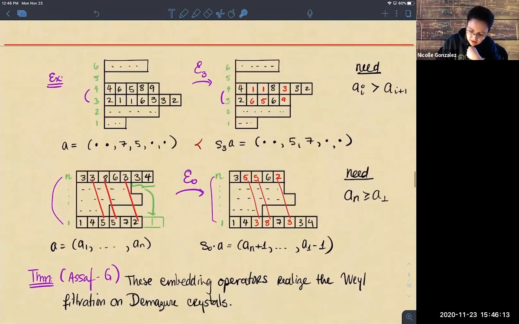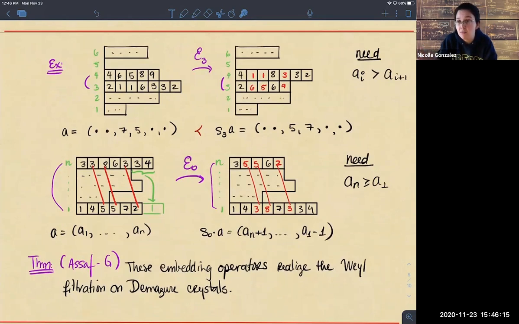And how do we do it? Well, we just define them. I'm going to define them through an example, of course. And so we have two types of embeddings. We have, first of all, an affine embedding and a finite embedding. The finite embedding is going to take something that has shape A, let's say with 7, 5 in rows i and i plus 1. And if we were to apply S_3 to it, we would want to flip 5 and 7, right? That's the action of S_i, the action of S_n on these weak compositions.